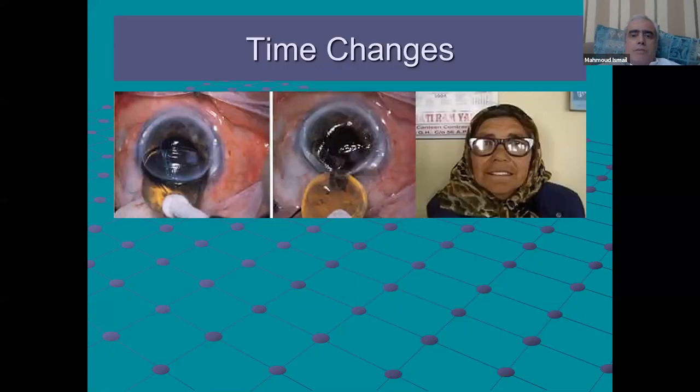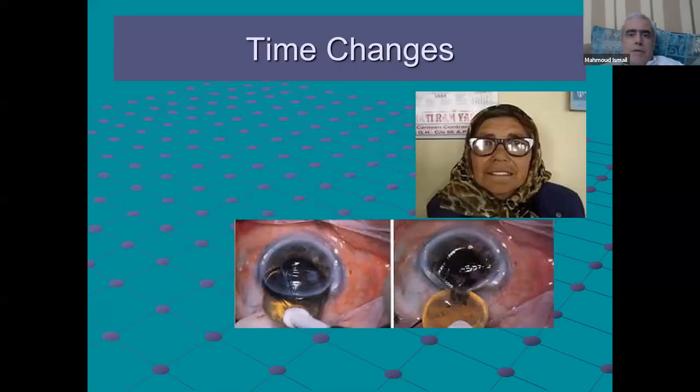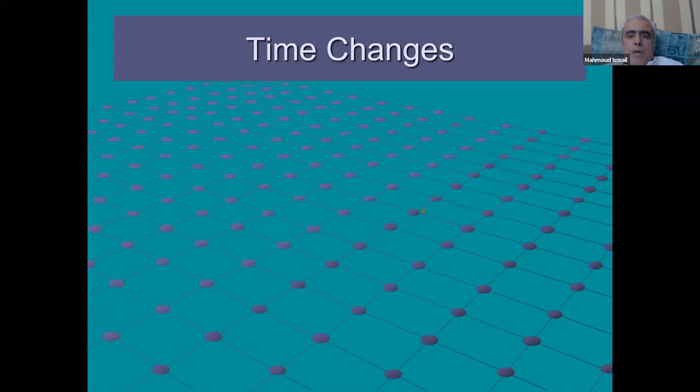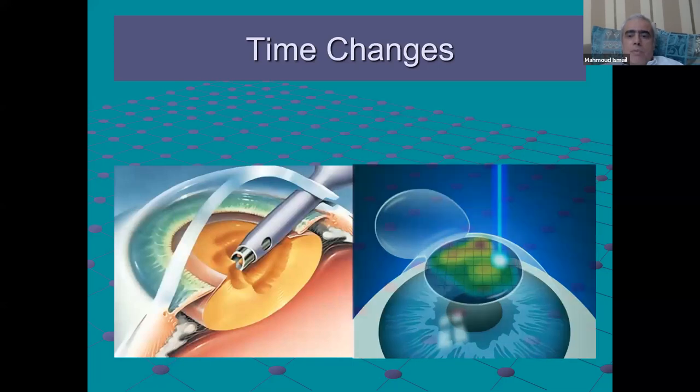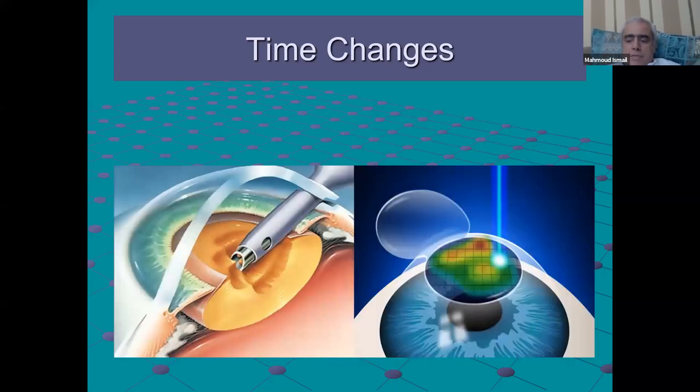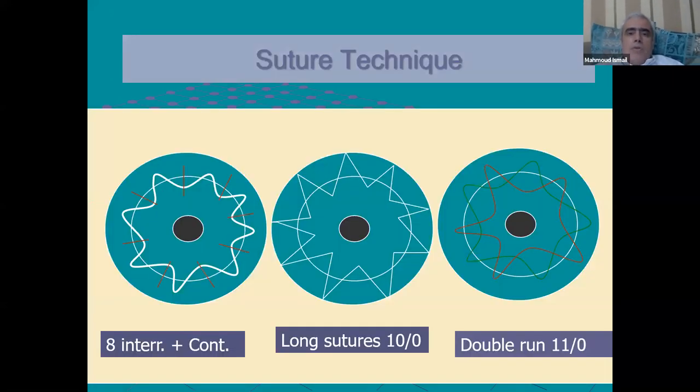Times have changed from glasses-affected patients, and now we are dealing with highly sophisticated people. They want 20/20 or more. They want high definition images, and they want everything, and free of glasses also. As you all know, the suture techniques haven't changed for a long time. Mainly we have types of suturing: interrupted, continuous, mixed, and double running.